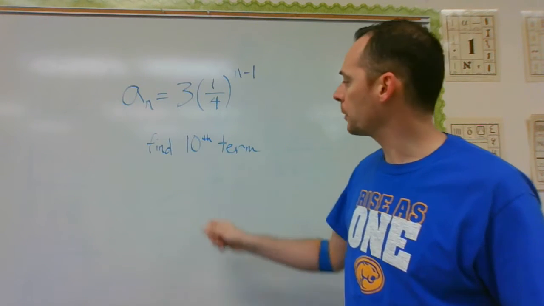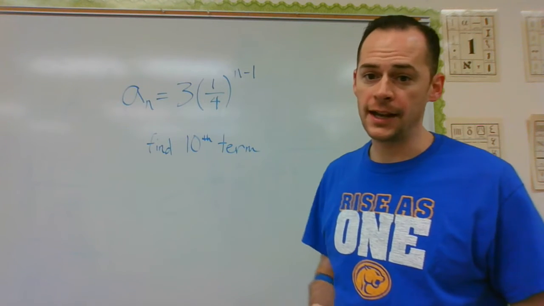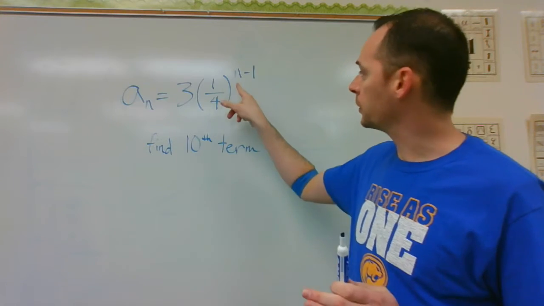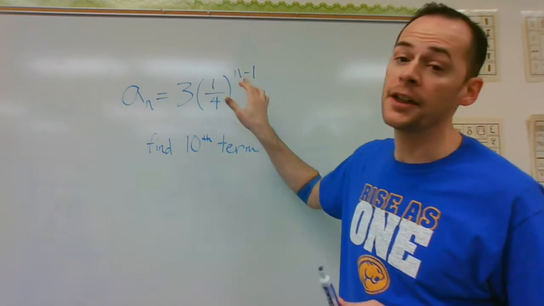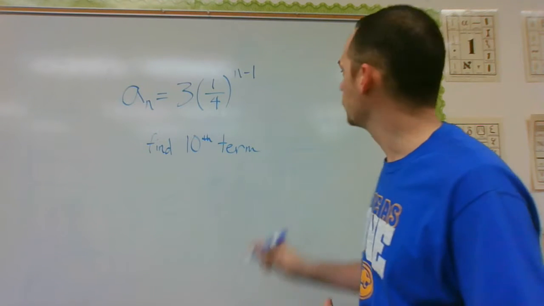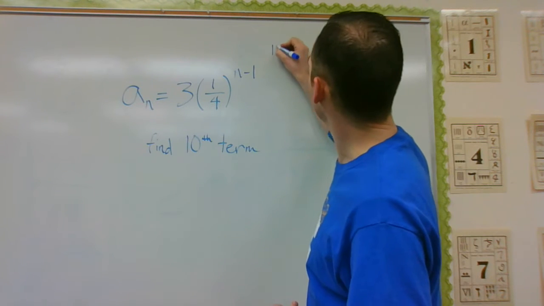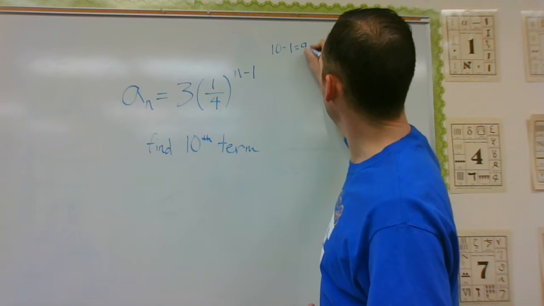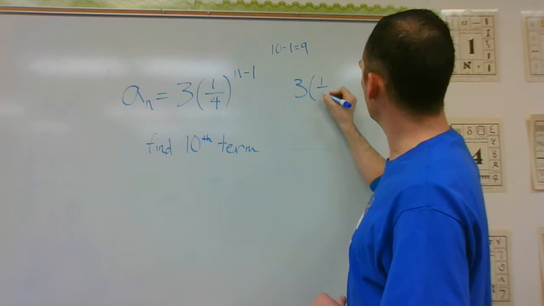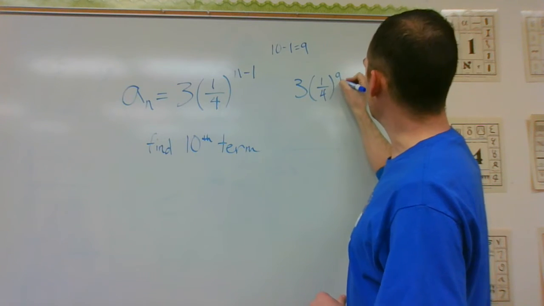Okay, so clearly what we're going to start with is plugging in that 10, because we want to know the 10th position. So 10 is going to replace the n, because n is nothing more than a placeholder for any one of our positions. So I'm going to do 10 minus 1 equals 9. So I'm going to rewrite it as 3 times 1/4 to the 9th power.